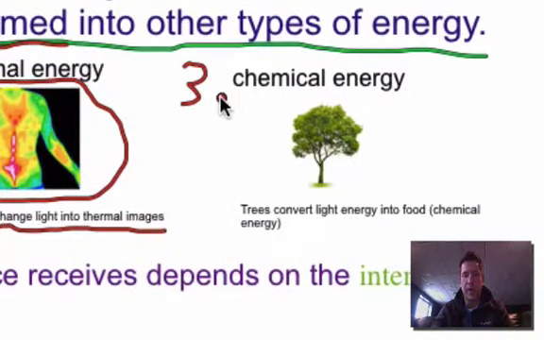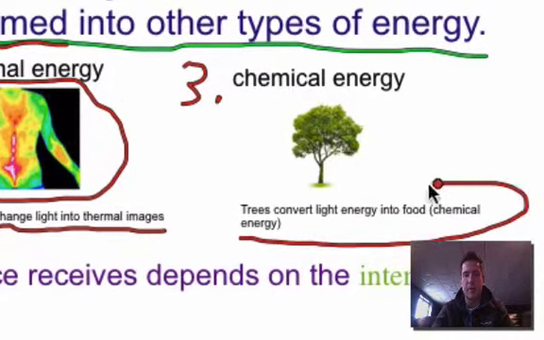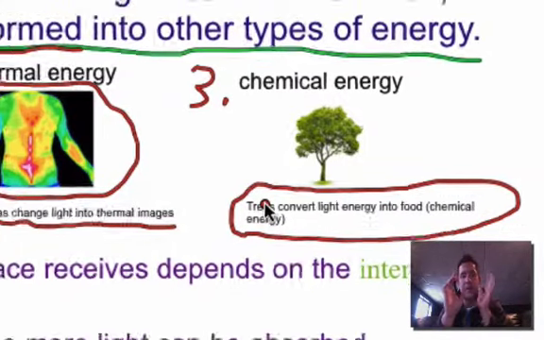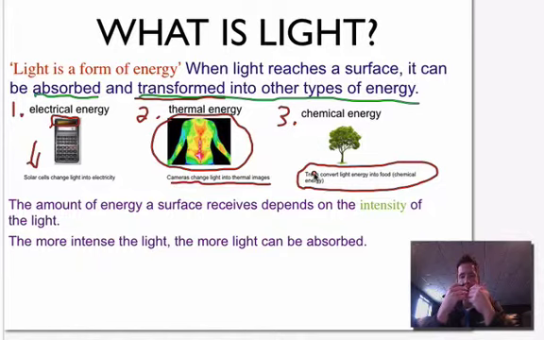So the plants go through a process called photosynthesis. This tree absorbs light energy and converts it into food, which is a form of chemical energy for the plant and the tree. Now the amount of energy that a surface absorbs or receives is dependent upon the intensity of the light. Now intensity, it's an important word.